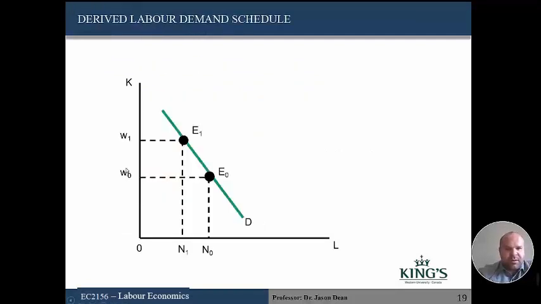Now, if we want to derive a labor demand curve in the long run, we can. We have the information we need. So from the diagrams that we just looked at, when the wage was W0, we hired N0 amount of labor. When the wage increased to W1, we then hired N1 units of labor, which is less. And so we have our downward sloping labor demand curve.